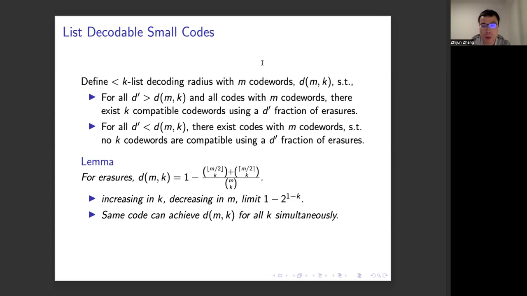So one contribution of this paper is that for erasures, we show the exact value of d_{m,k} is this formula for all values of m and k. And you can see this value is increasing in k and decreasing in m, which basically means we can get a better resilience or decoding radius if we have a larger list size or a smaller number of code words to encode. And also we know the limit of this value is 1 minus 2^(1-k) as m approaches infinity. And our construction in the paper also shows that we can simultaneously achieve the optimal value of d_{m,k} for all k using the same code. And that code is also of constant rate.